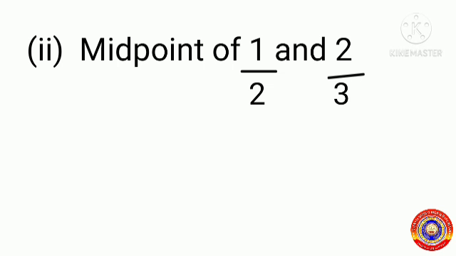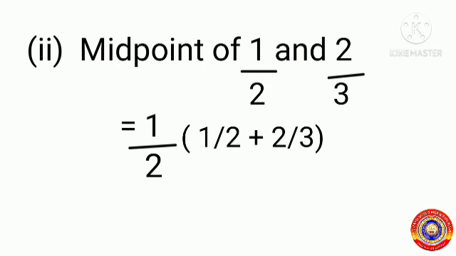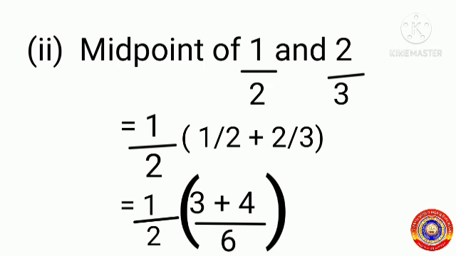The second one is 1 by 2 and 2 by 3. The midpoint of 1 by 2 and 2 by 3 is half of 1 by 2 plus 2 by 3, which is equal to 1 by 2 into 3 plus 4 by 6 by cross multiplying. So, which is equal to 1 by 2 into 7 by 6, which is equal to 7 by 12.